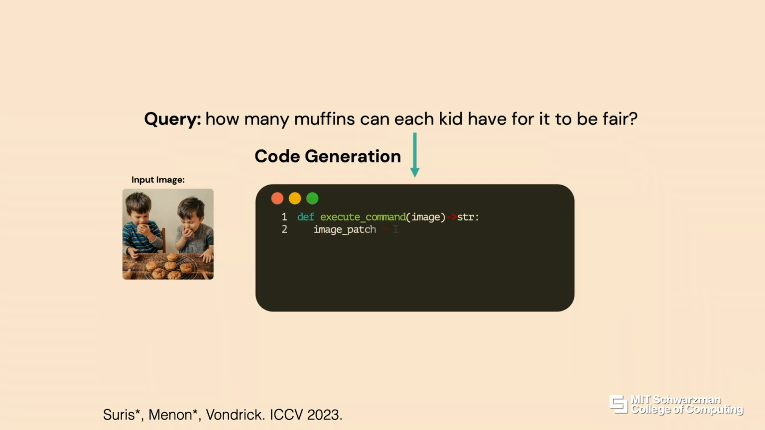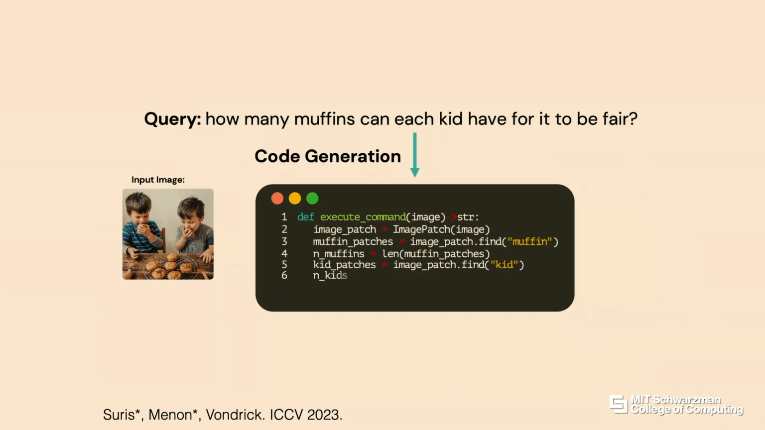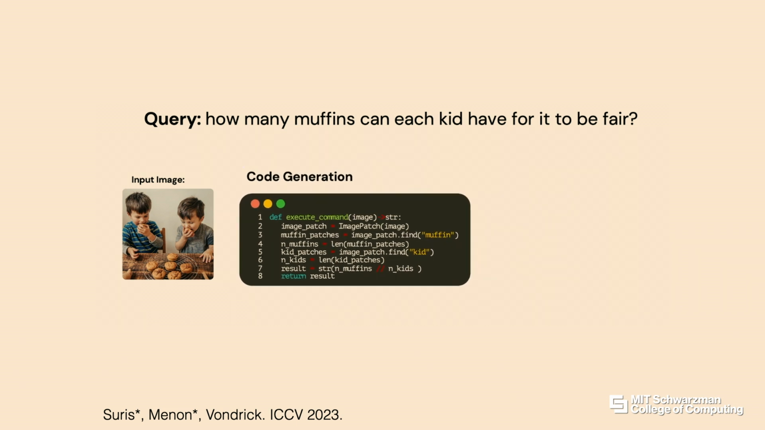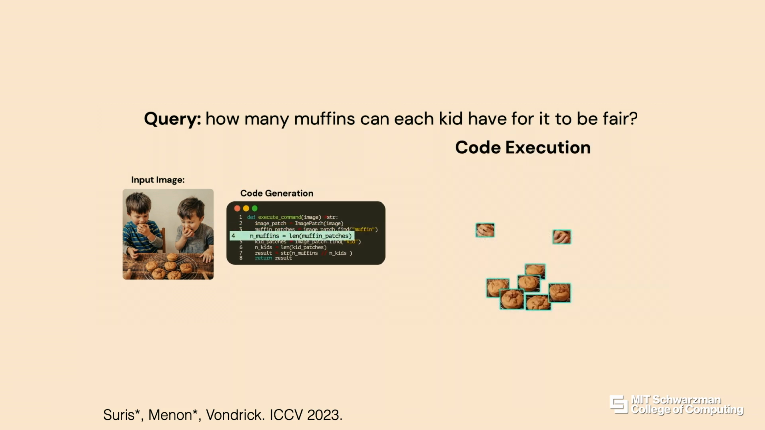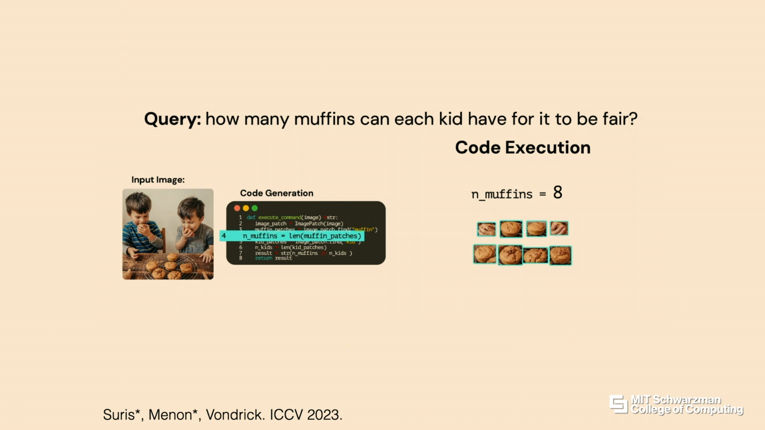And the proposal is that what you have is a system that will first write code, so that if you execute this code, it will answer your question. So here is the piece of the code that was generated, and I'll explain later how that works. What is interesting is that if you execute this code, the first line will just find the muffins and count them.